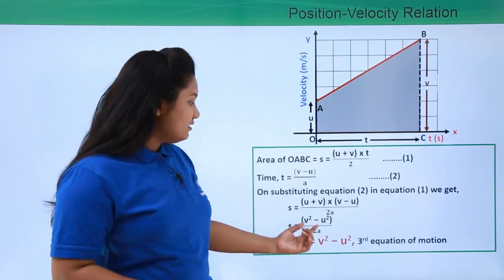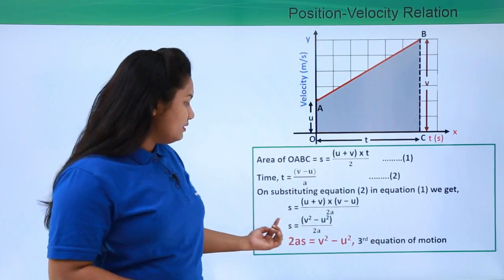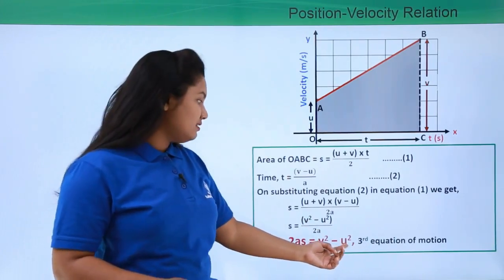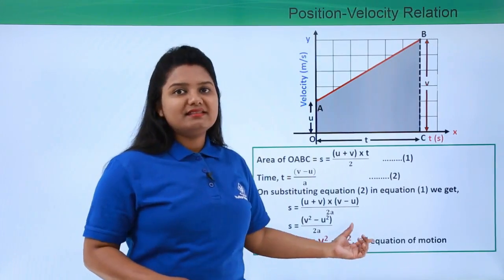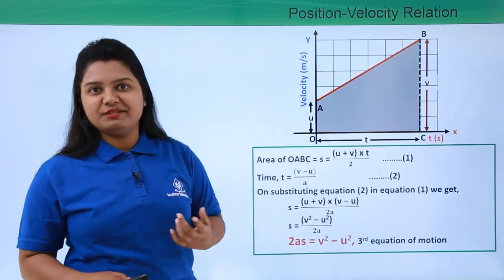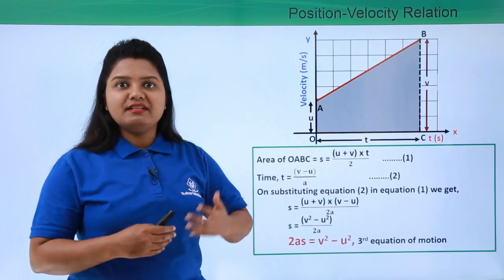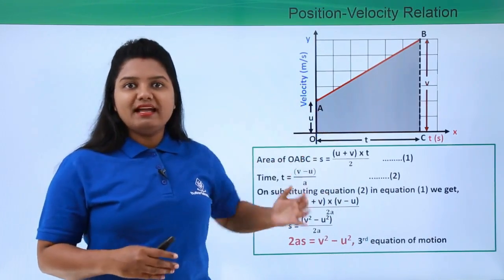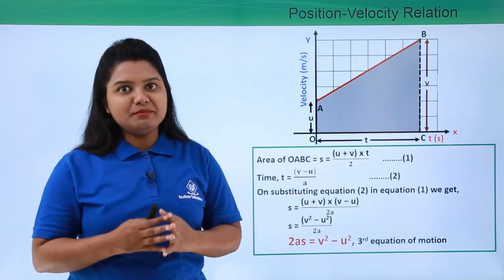So on interchanging the terms, that is on bringing 2a to this side, we have 2as equals v squared minus u squared, which is the third equation of motion. So this is how we derive the third equation of motion by this graphical method. I hope this derivation was understandable to you.